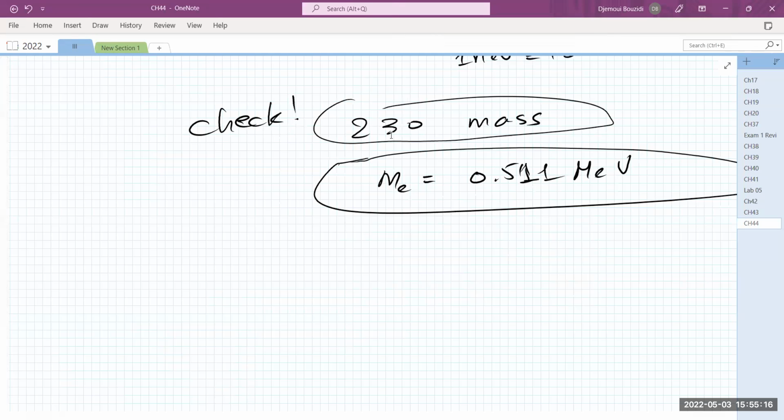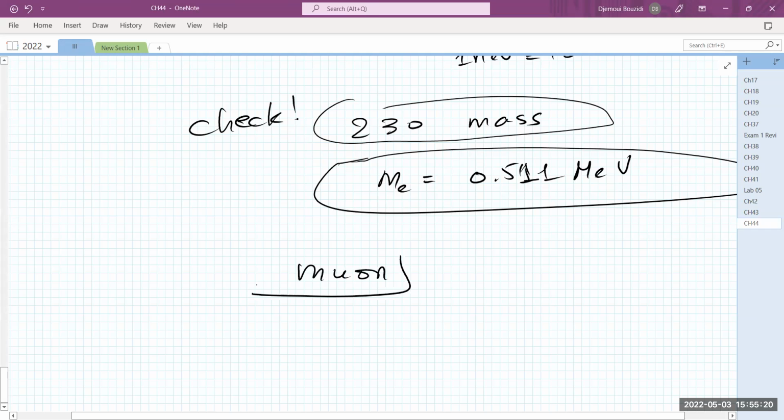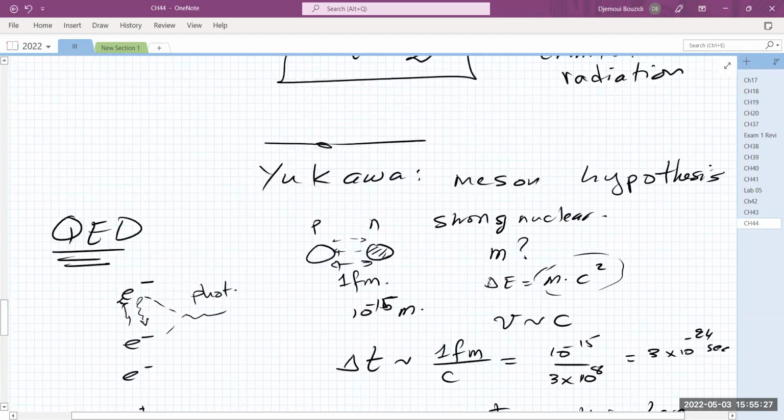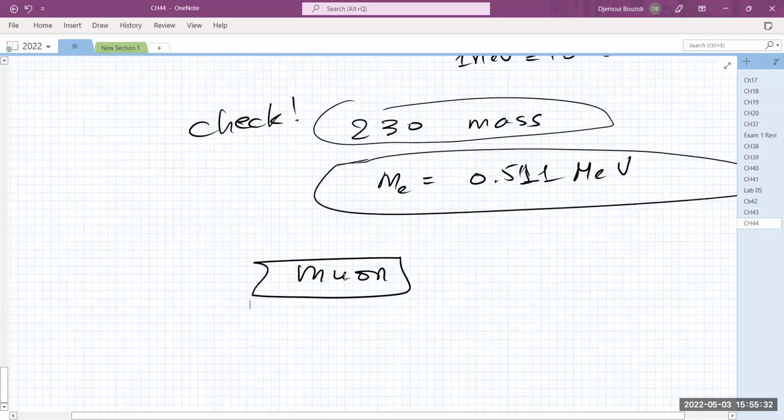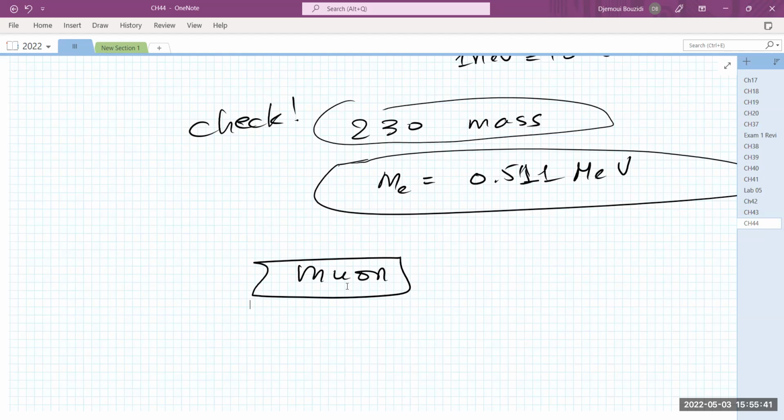A year later, the muon was discovered, and people thought, hey, this is the particle. Well, it turns out to have the wrong charge, because this particle should not have a charge. The muon has a charge, and that was a problem. It was discovered as part of the cosmic radiation that hits the atmosphere. So the muon is not it. And it's not just that, it has the wrong mass, it has all kinds of other properties that are not the same.